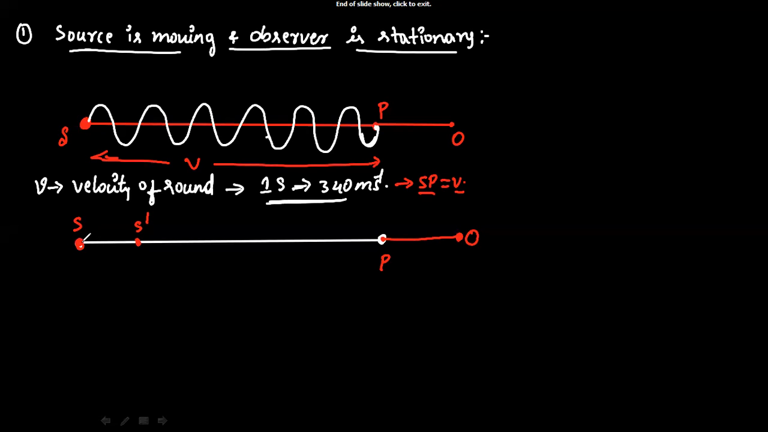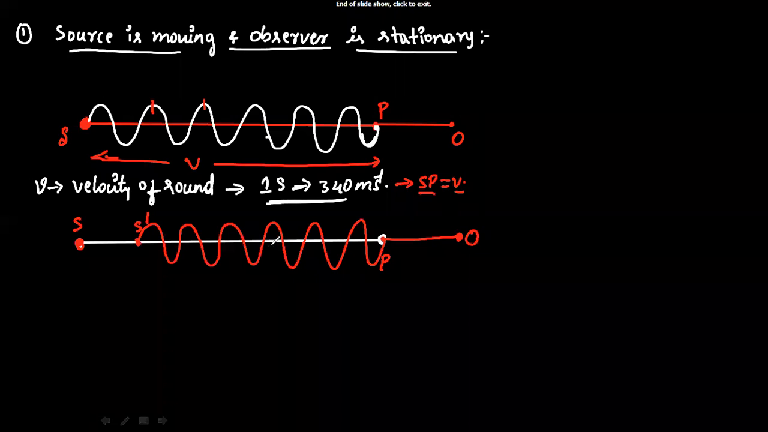In 1 second, the source comes from S to S dash. The velocity of sound waves to reach us at the point P will be the same, but the wavelength of these sound waves produced goes on changing. The sound waves reach the same point, but the frequency and wavelength of the sound waves, what happens? It will change. Okay, so this is the condition.